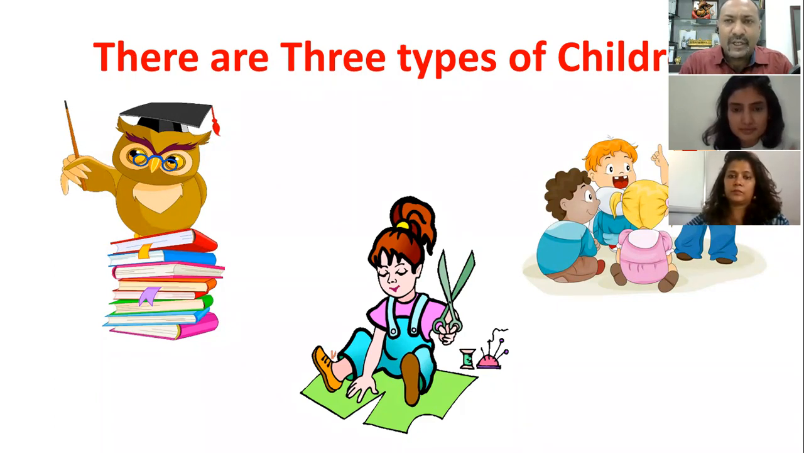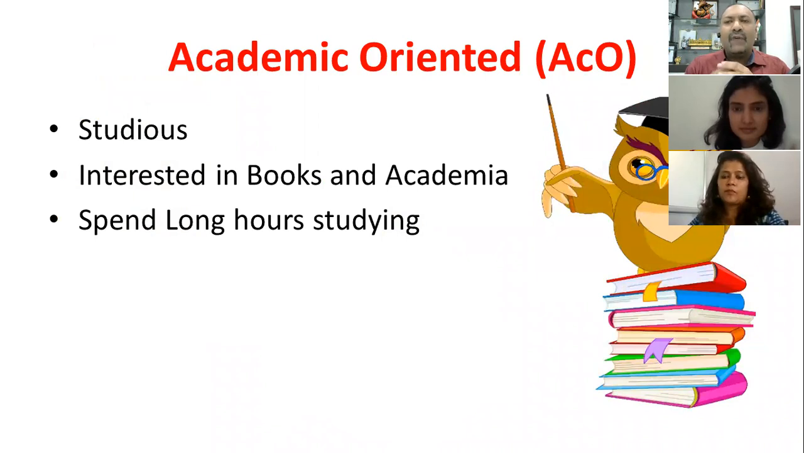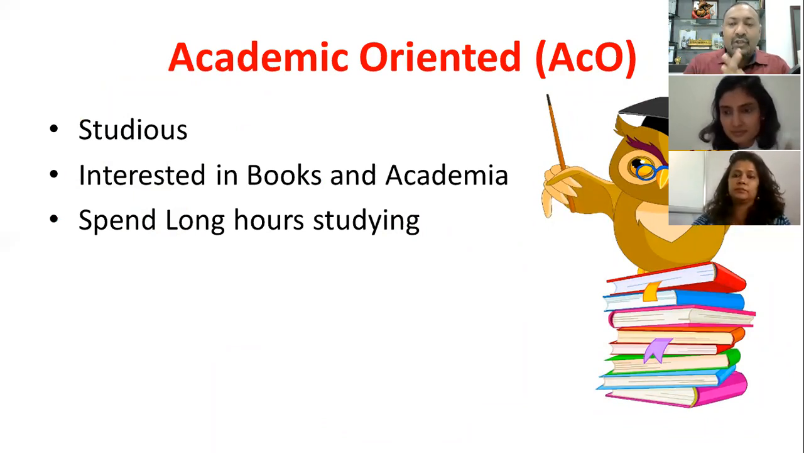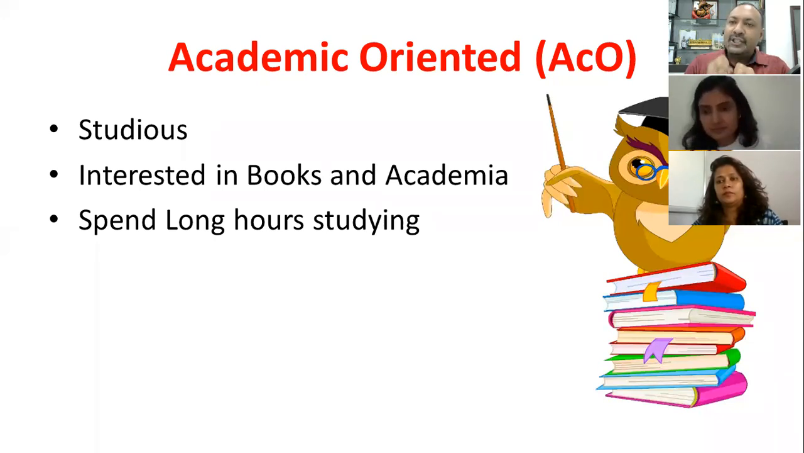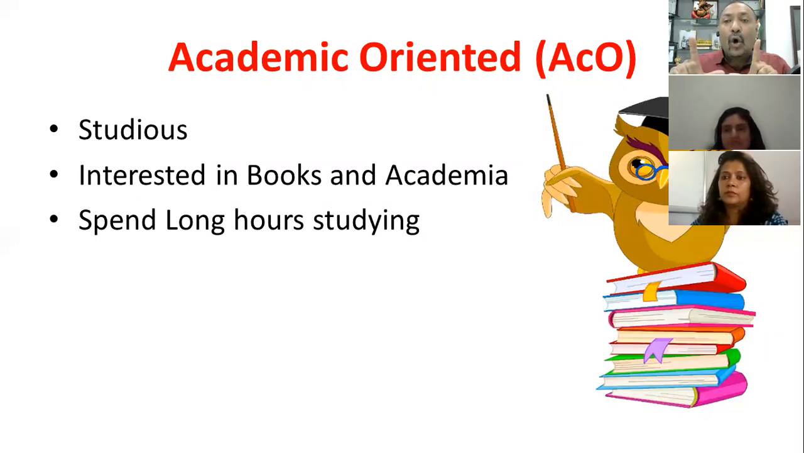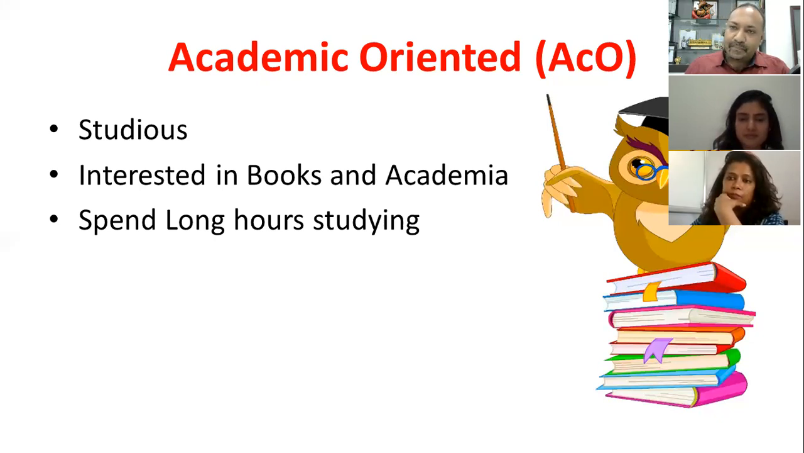The first category of children are those we call academic oriented children. They are those children who love to read, study, watch educational videos, spend time with books, and do a lot of research. So they are children who are hardcore about gaining knowledge based on academia. We say they are studious, they are interested in books and academia, and they are comfortable spending long hours with books and or the internet. They are known as academic oriented children.